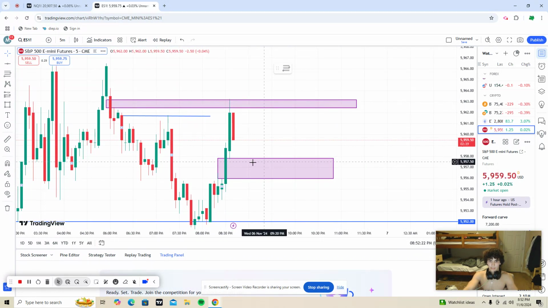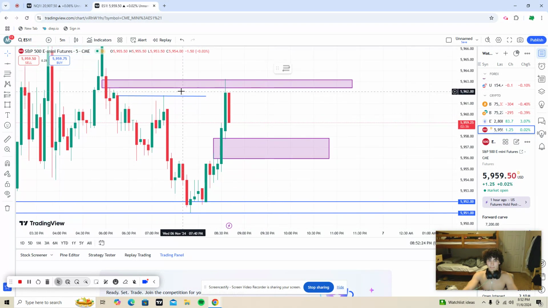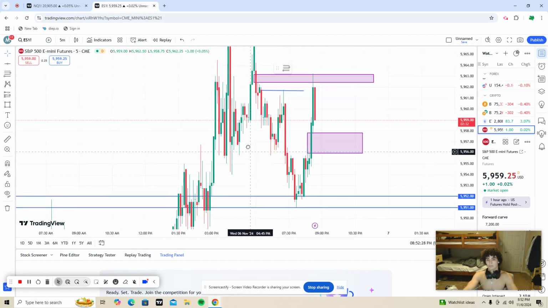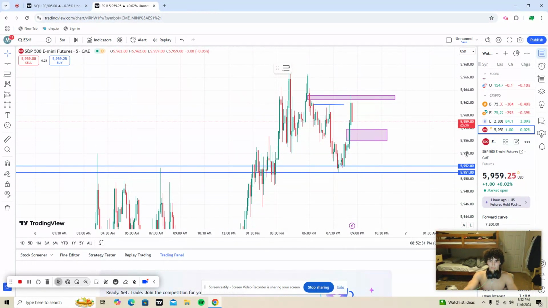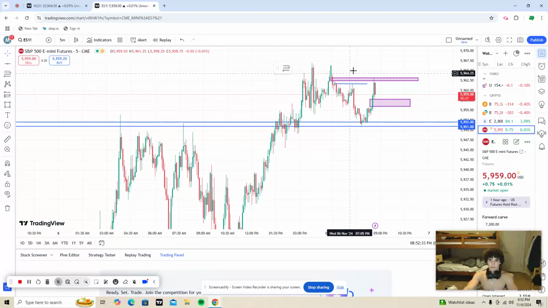Anyways, like I said, price, once it disrespects its fair value or inverse fair value gap, it's gonna go down here, probably to this. I think it'll respect it, and then we'll go higher because you know Trump won the election. We're definitely bullish. This whole day's just been up pretty much.